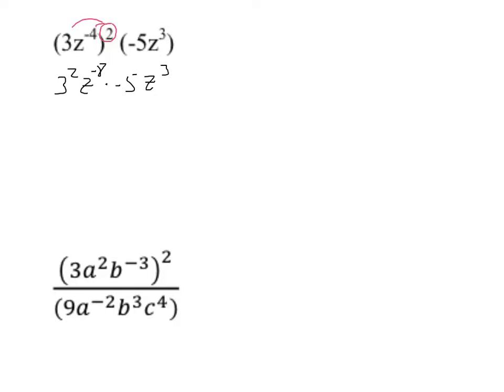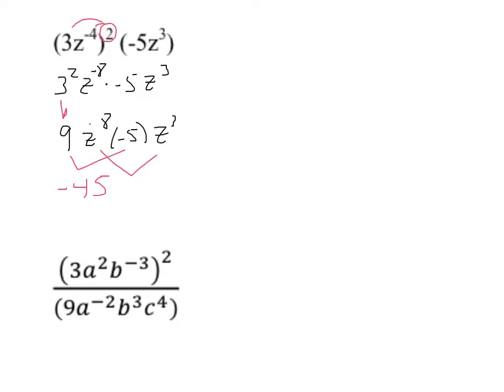Now I can't multiply the 3 and the -5 because 3 has a power with it. We have to take care of that first. So like PEMDAS, that's all we're doing here. So that would give us 9. And then we have, again, z to the -8. I'll write it this way. -5 z to the third. So now I can multiply the 9 and the -5 and get -45. I can take care of those like terms.